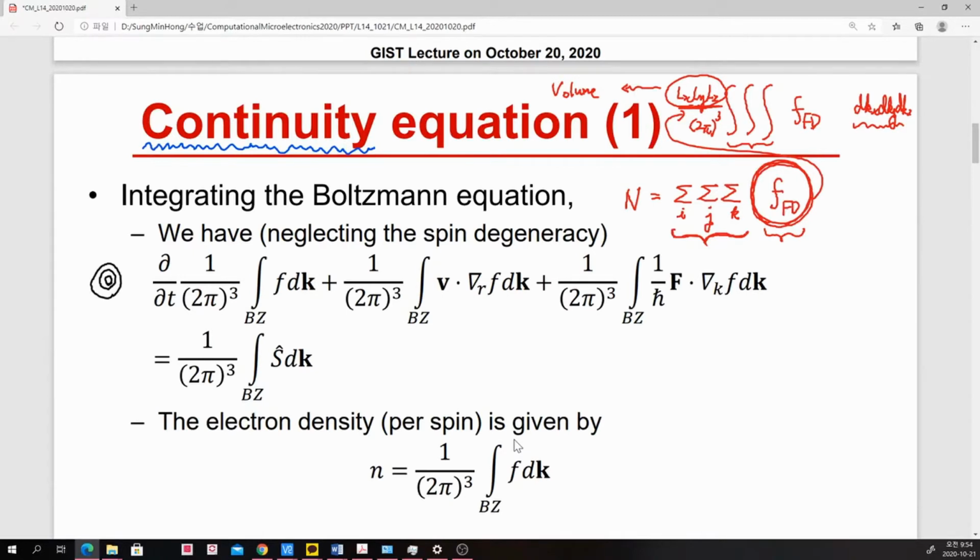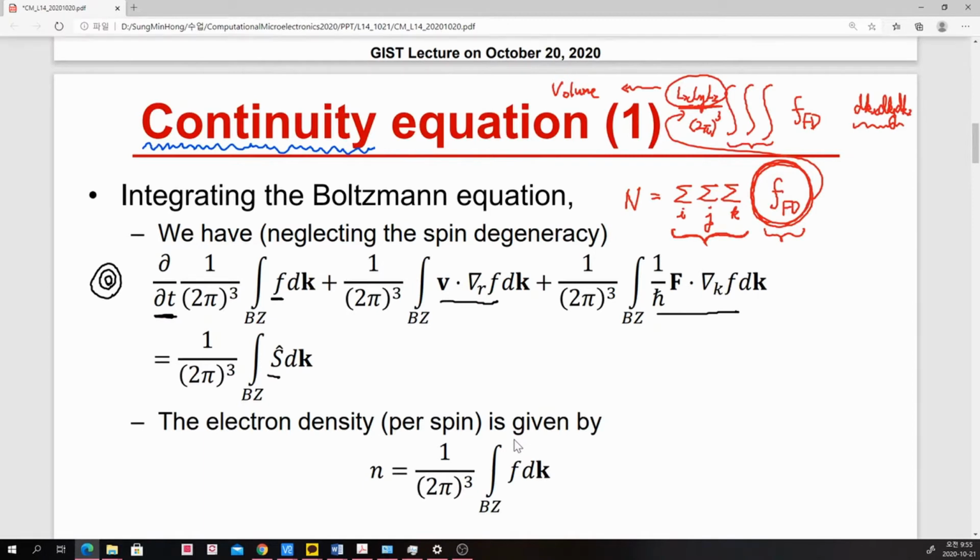You can see that here we have ∂f/∂t, and here you can have velocity times the gradient of f with respect to real space, and 1 over ħ times force times the gradient of f with respect to k, and here we have scattering. These are just terms in the Boltzmann transport equation.